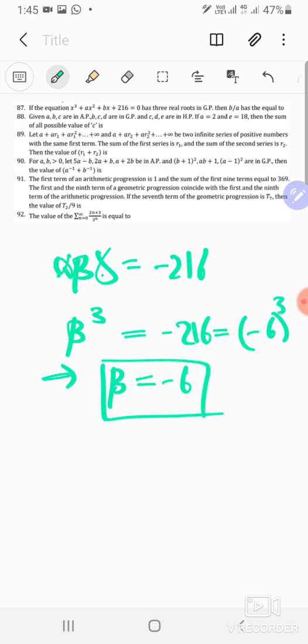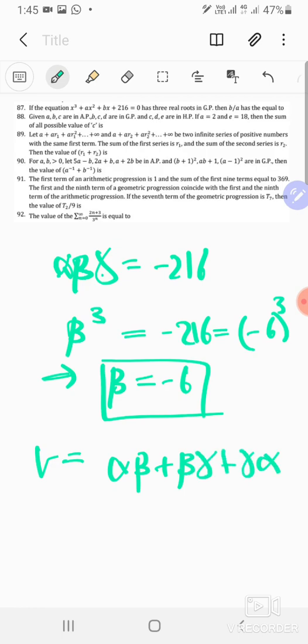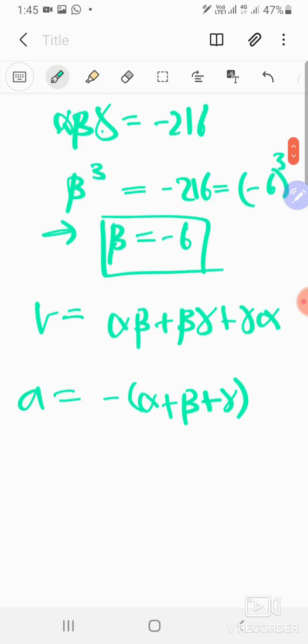Okay, so beta equals minus 6 looks correct, right? So what is b by a equal to in that case? Fine, so what is b? Our b is alpha beta plus beta gamma plus gamma alpha, right? And what is our a? Our a is negative of alpha plus beta plus gamma. Okay, cool. And we know that beta is negative 6.